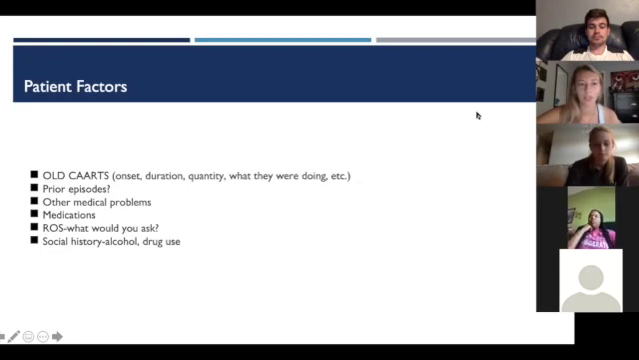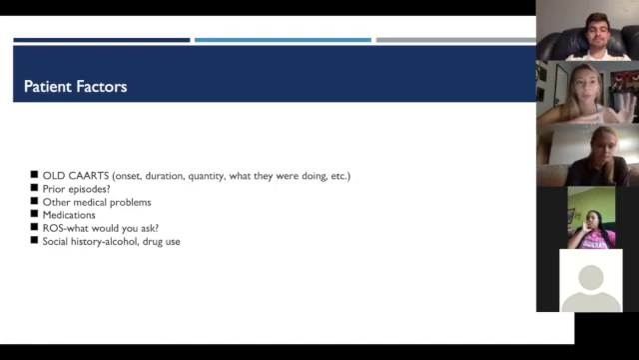Yeah, I think that's really good. To use what you think it might be before you even enter the room to say, okay, what am I going to ask this patient to help me figure out what it could be? And then let that guide your physical exam as well.